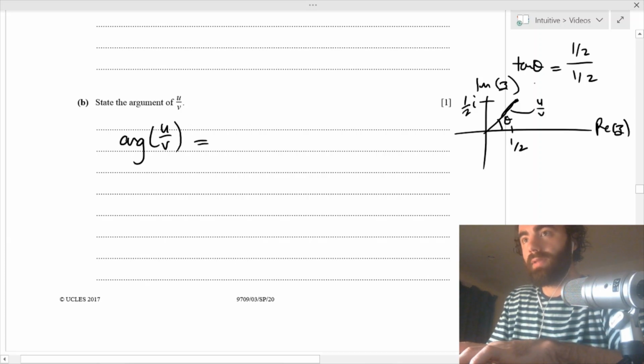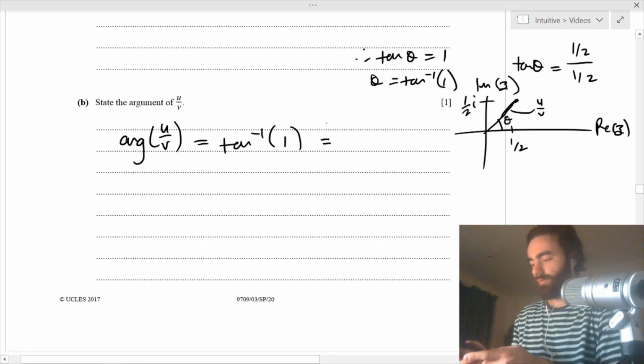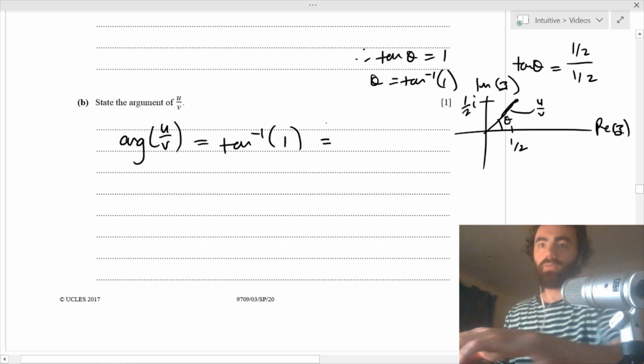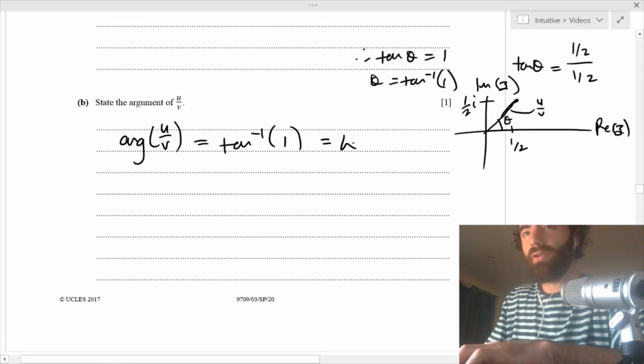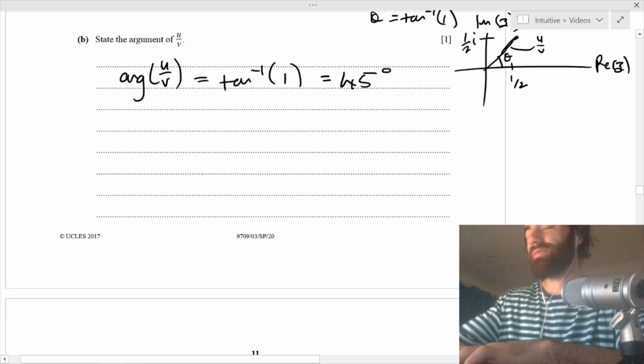So just a quick sketch. Well, this is going to be what? So tan theta is 1/2 over 1/2, so therefore tan theta equals 1. So theta equals inverse tan of 1, which equals 45. Let's get it into degrees. So put your calculator in degrees, shift tan of 1, it's 45. I don't know if it's like cool or sad that I know that. Probably sad.